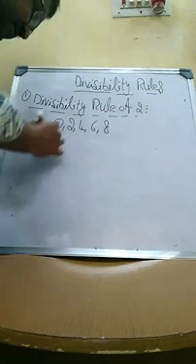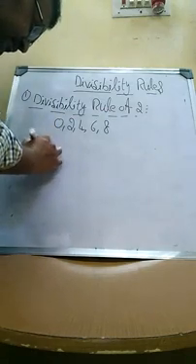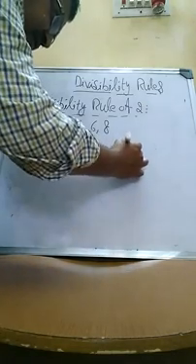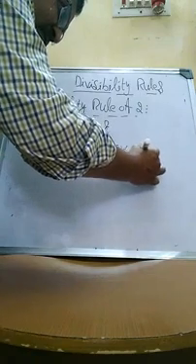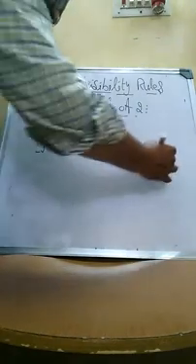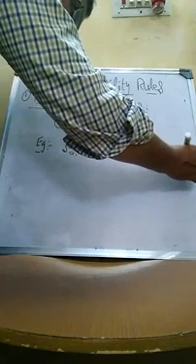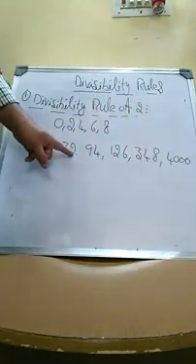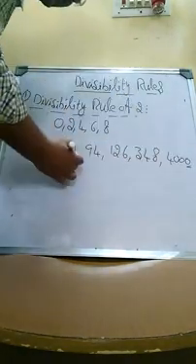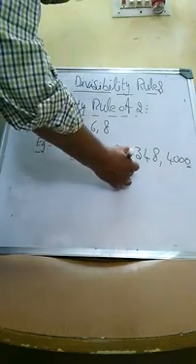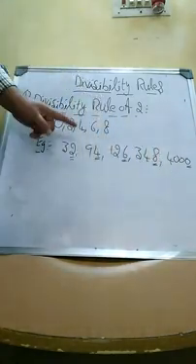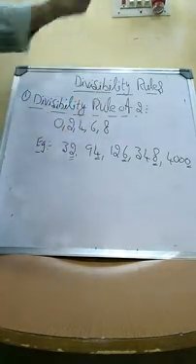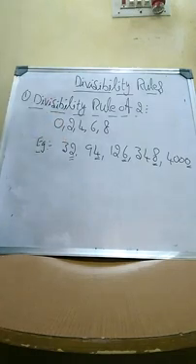For example, 32, 94, 126, 348 and 4000. See, in these numbers, the last digits are 0, 2, 4, 6, 8. If the last digit of the number is 0, 2, 4, 6 or 8, then the number is divisible by 2. Check 32.